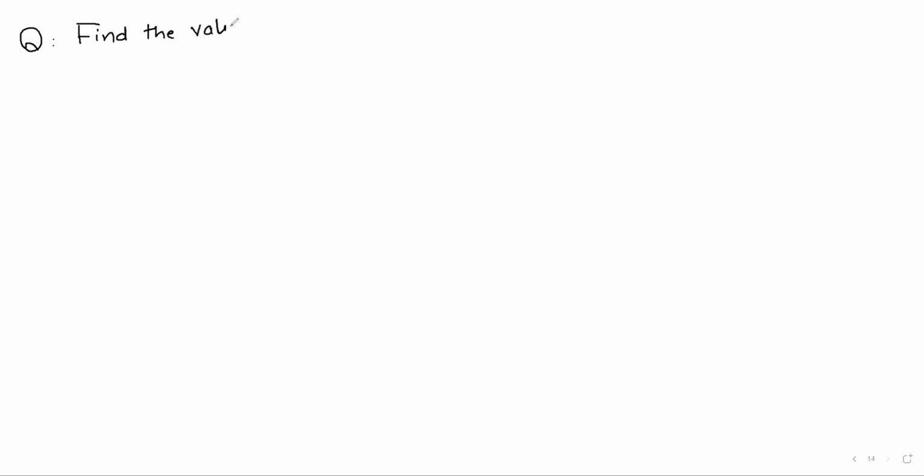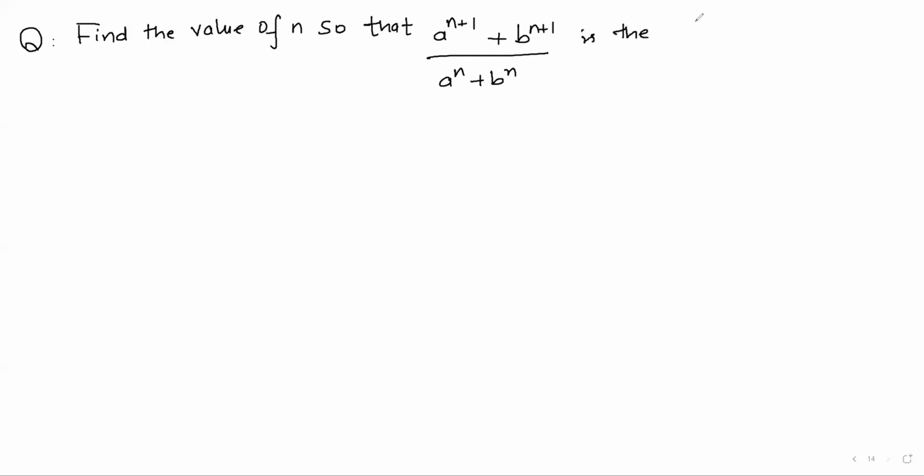Find the value of n so that a to the power n plus 1 plus b to the power n plus 1 by a to the power n plus b to the power n is the geometric mean between a and b. Okay. Please try this question.